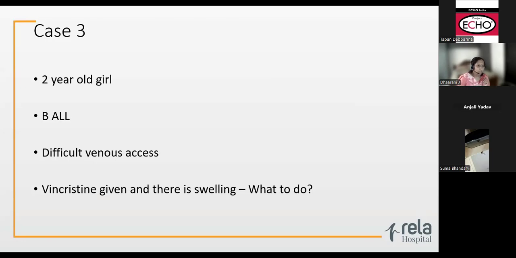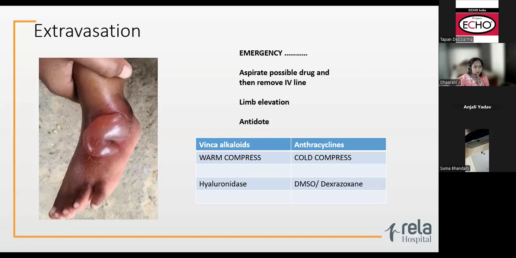So a 2-year-old girl with B-ALL, and she had a very difficult venous access, and somehow we have managed to give the vincristine, but while you're giving the vincristine, there is a swelling. So what to do here? This is a common scenario we have already discussed. Extravasation of chemotherapy has to be considered an emergency. Do not panic and remove the IV line immediately. That is the most important learning. We should aspirate as much drug as possible and then remove the IV line.